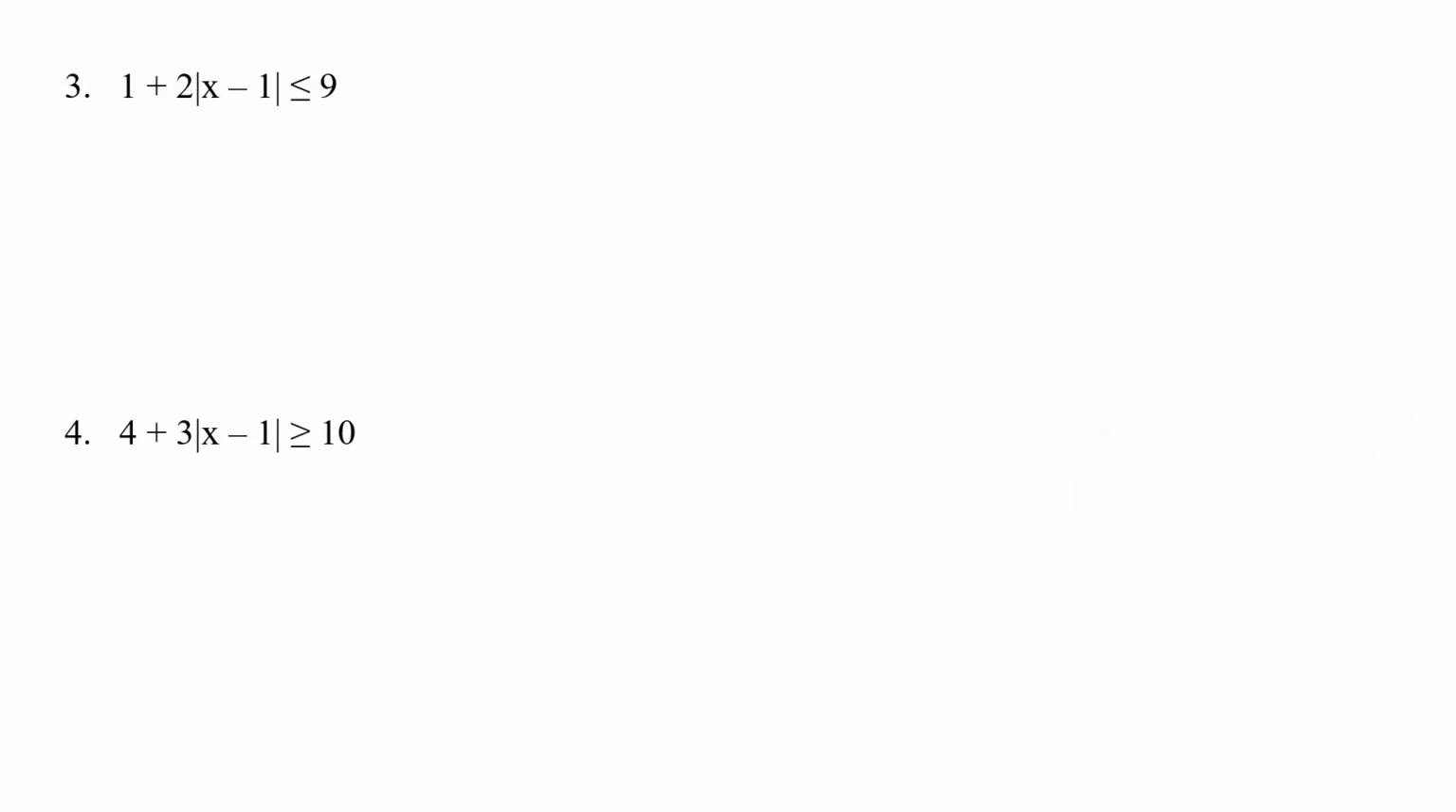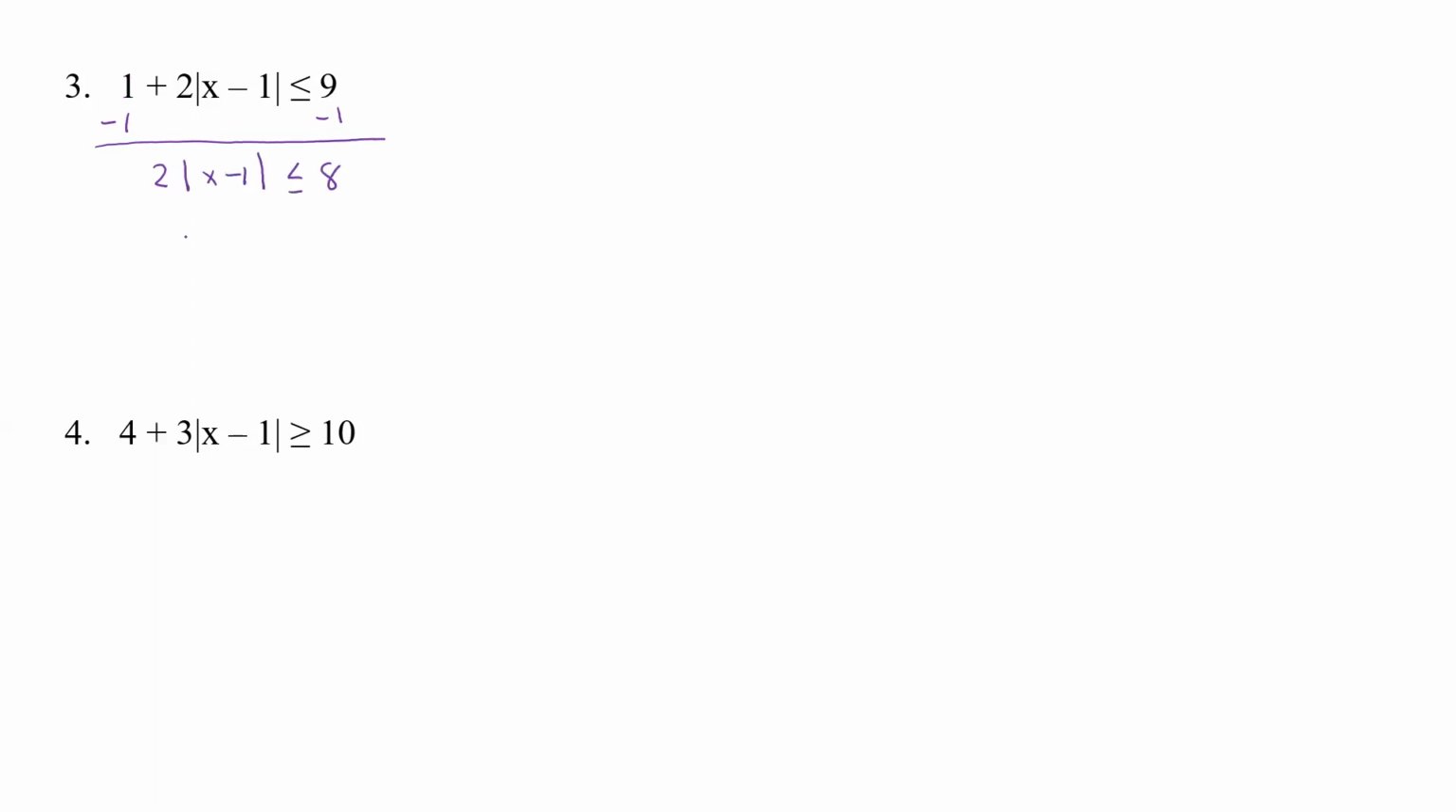All right, so now we have them where we have a little bit more work to do. We just don't have an absolute value on one side and a number on another. We actually have to do some manipulation first. Well, the first thing we can do is we're going to get rid of that 1. So let's subtract 1 on both sides. So when we do that, we get 2 absolute value of x minus 1 less than or equal to 8.